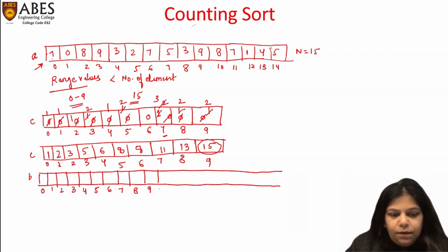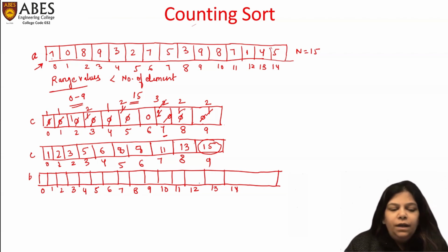9, 10, 11, 12, 13, and 14. So these are the total number of elements.